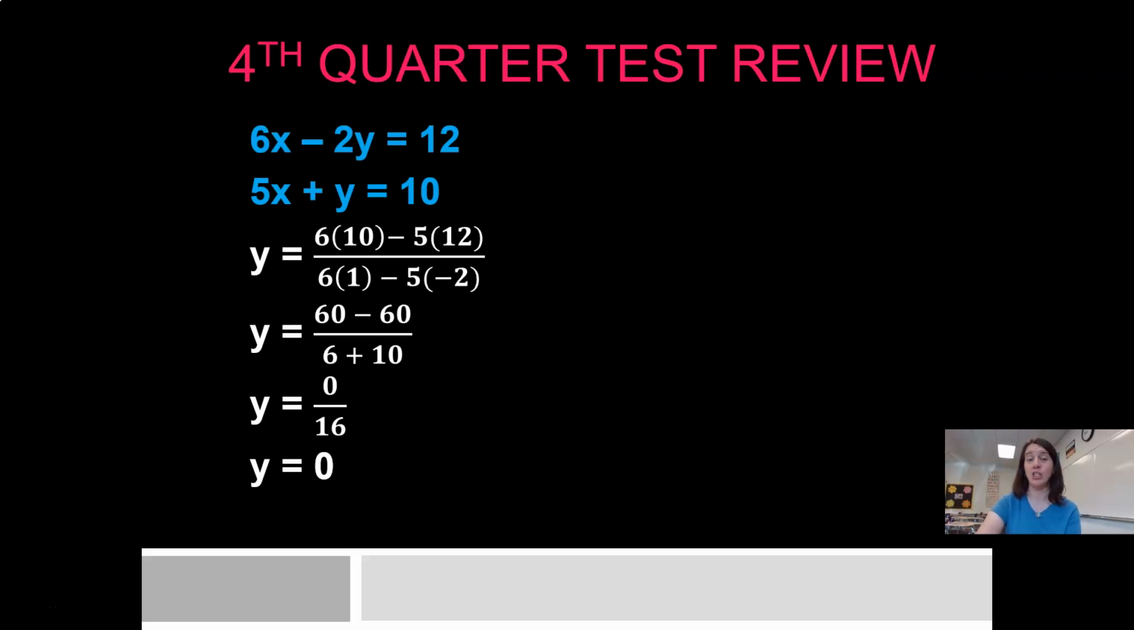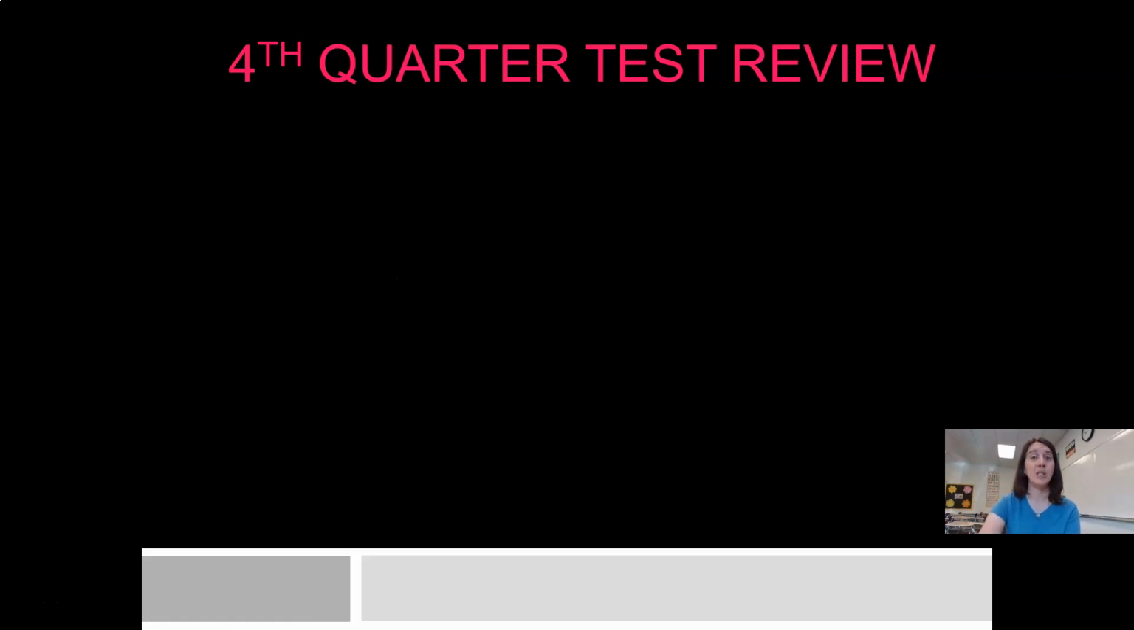A quick way that I can check that: we just said that the x was 2, and I know the y is 0. So 6 times 2 is 12, 2 times 0 is 0. 12 minus 0 is 12, so it works on the top equation. 5 times 2 is 10, plus our y, which is 0. 10 plus 0 is 10. My answer works on both of the equations, so I know I have the correct answer on both questions 7 and 8. Moving on to our next section where we ran into some of our trig equations.